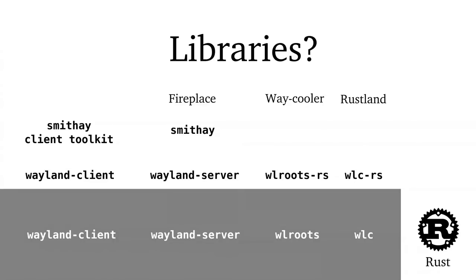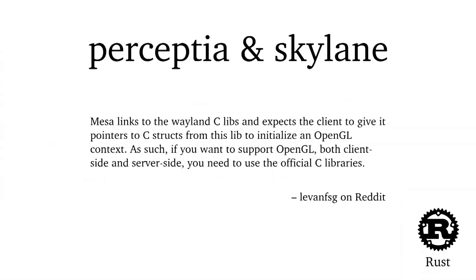So as you can see, it's kind of disappointing because all of those are building upon C. What about Rust? The news is not so good. Apparently, there is an issue with Mesa and OpenGL, meaning that you pretty much cannot write a server implementation in Rust or in any other language that's not using official C libraries.